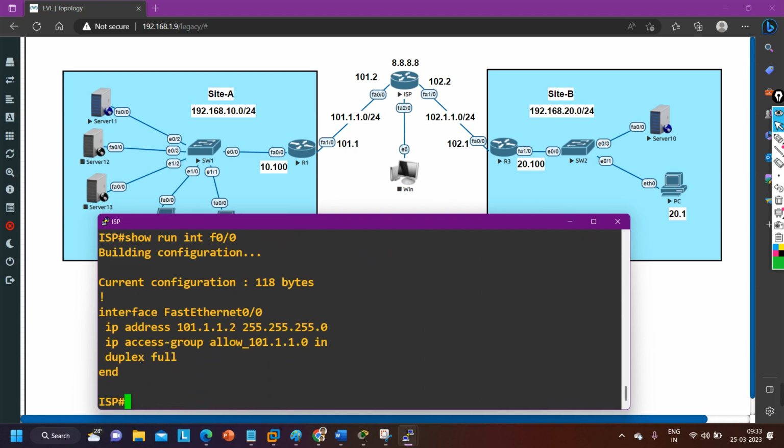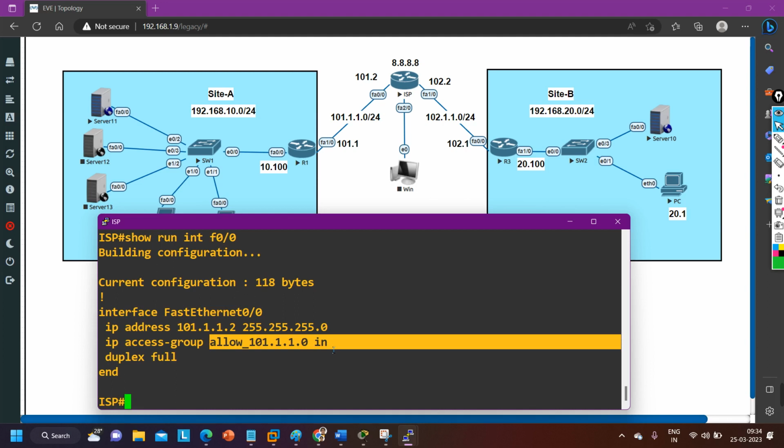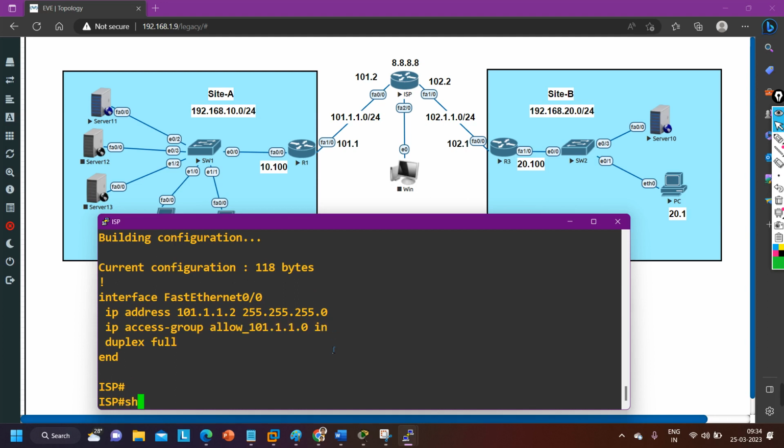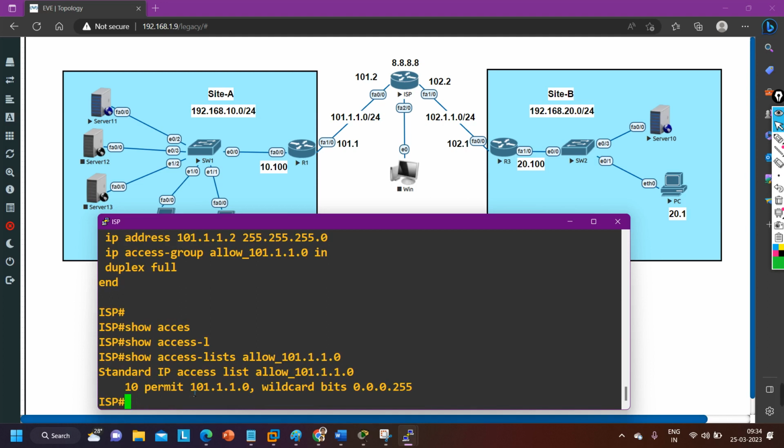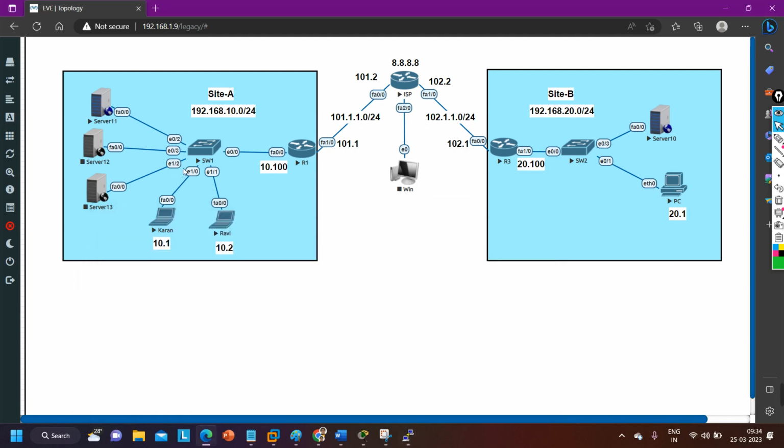Now let's look at interface F0/0. Here you can see one ACL is running, yes or no? The name of the ACL is allow_101.1.1.0, in the inbound direction, yes or no? If you open this access list, the name of the access list is allow_101.1.1.0. See which IP address is permitted, guys: 101.1.1.0. Only public IP addresses are allowed over here. So if your edge router directly forwards traffic to the ISP with a private source IP address, this ISP router will drop it.